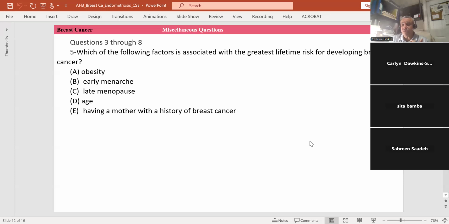So the prevalence of breast cancer increased from 30 per 10,000 women yearly, I'm sorry, from 30 per 10,000 to about 38 per 10,000. And so the answer was age.